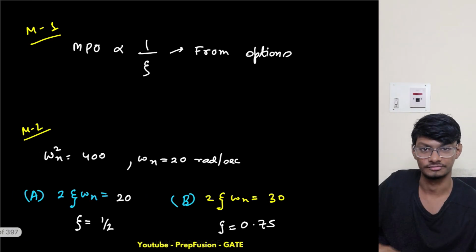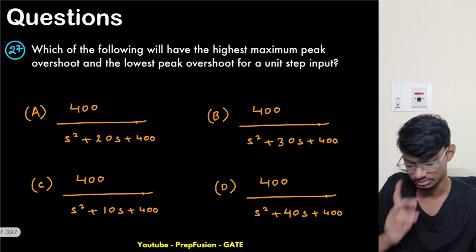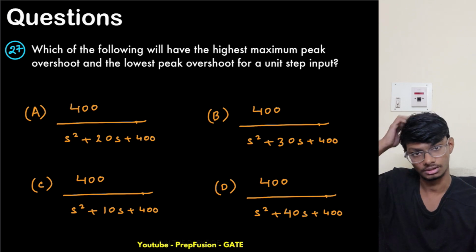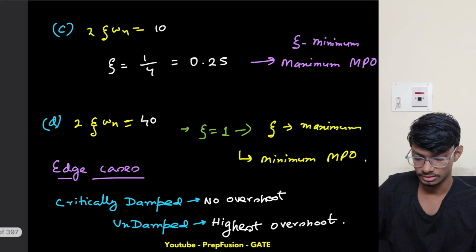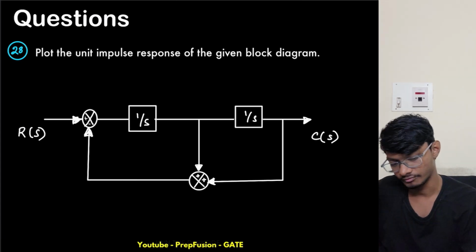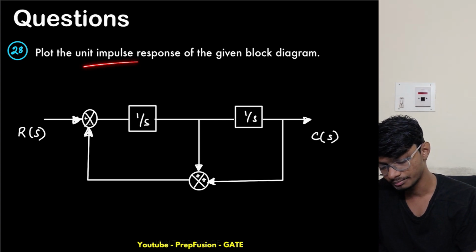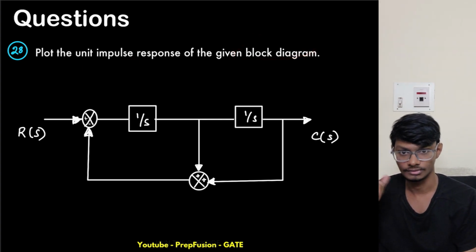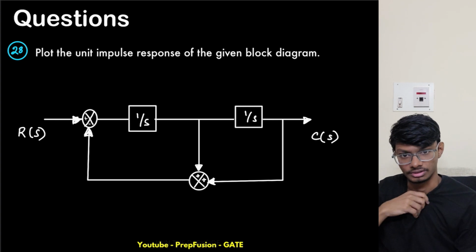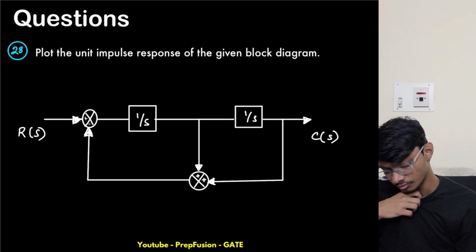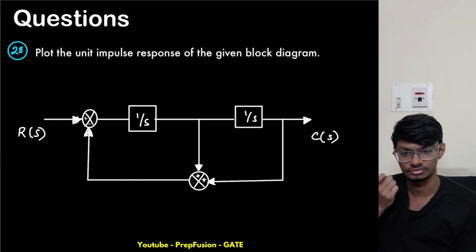I think you have understood the concept of this question. So let's go to another question. In this question we have to plot the unit impulse response of the given block diagram. So we've been given the block diagram and simply just plot it. So it's very easy, right?